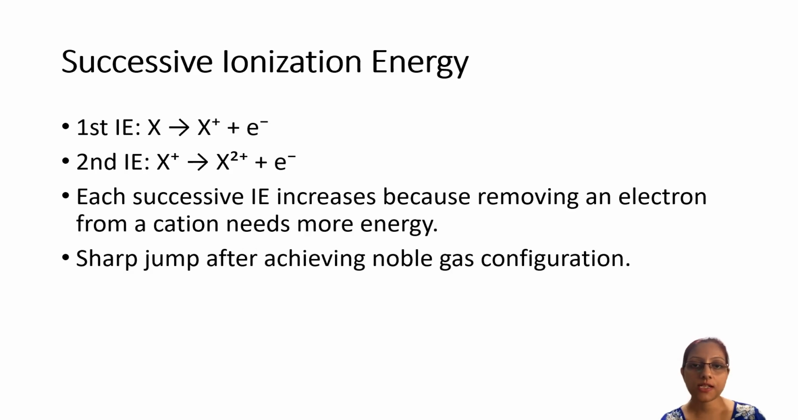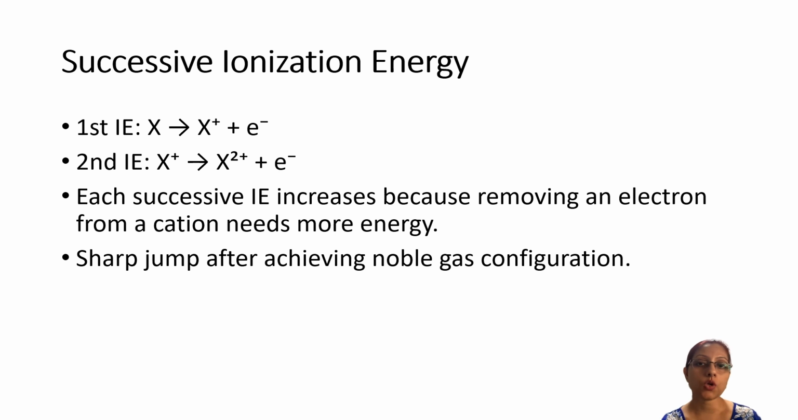So far we have discussed only the first ionization energy, that is, the energy needed to remove one electron from a neutral atom. But an atom can lose more than one electron, right? And each time the amount of energy required changes. The second ionization energy, or IE2, is the energy needed to remove a second electron from a singly charged ion. Similarly, IE3 is for removing the third electron, and so on. Each successive ionization energy is greater than the previous one.